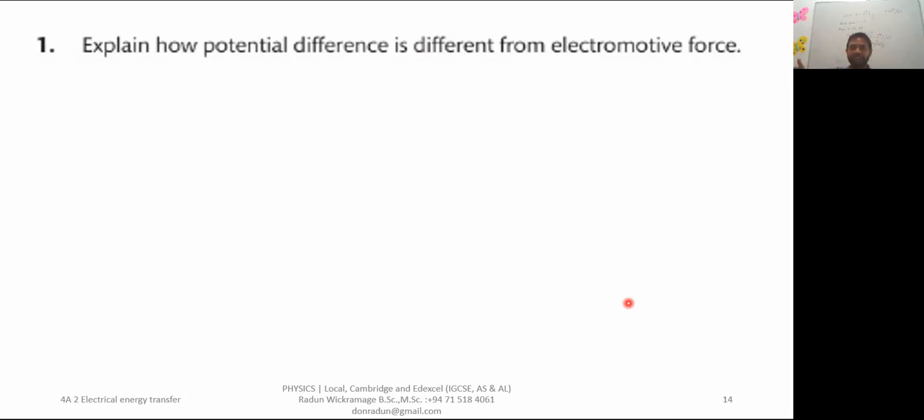Let's split it into 3. Electro, what do you mean by electro? Electricity. Motive means moving, making a motion. Electron motion is referred to as electricity, isn't it? In a conductor, electrons are the ones which are moving. So you can easily understand electromotive force as referring to the motion of the electrons. So something which can move electrons should be an EMF source.